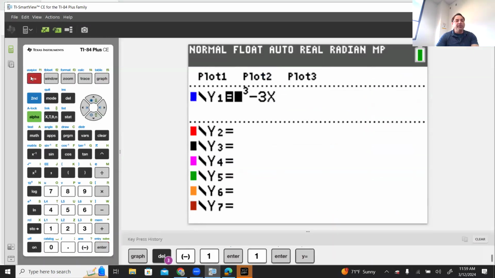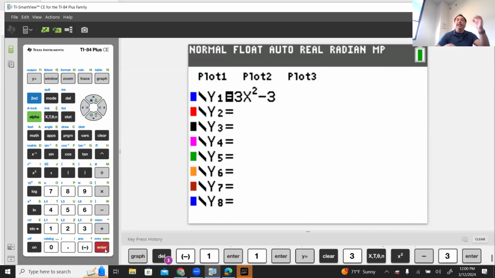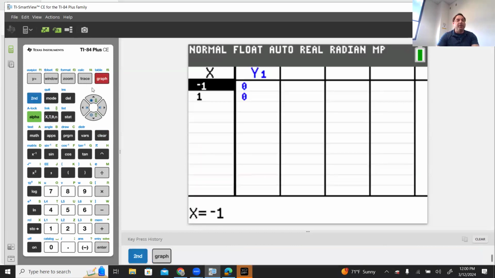Let's go to y equals. Let's plug in the derivative. The derivative, x squared minus 3. So again, if you're using the sign chart, you're plugging into the derivative, not the original. And then we're going to test in the table, go to the table.